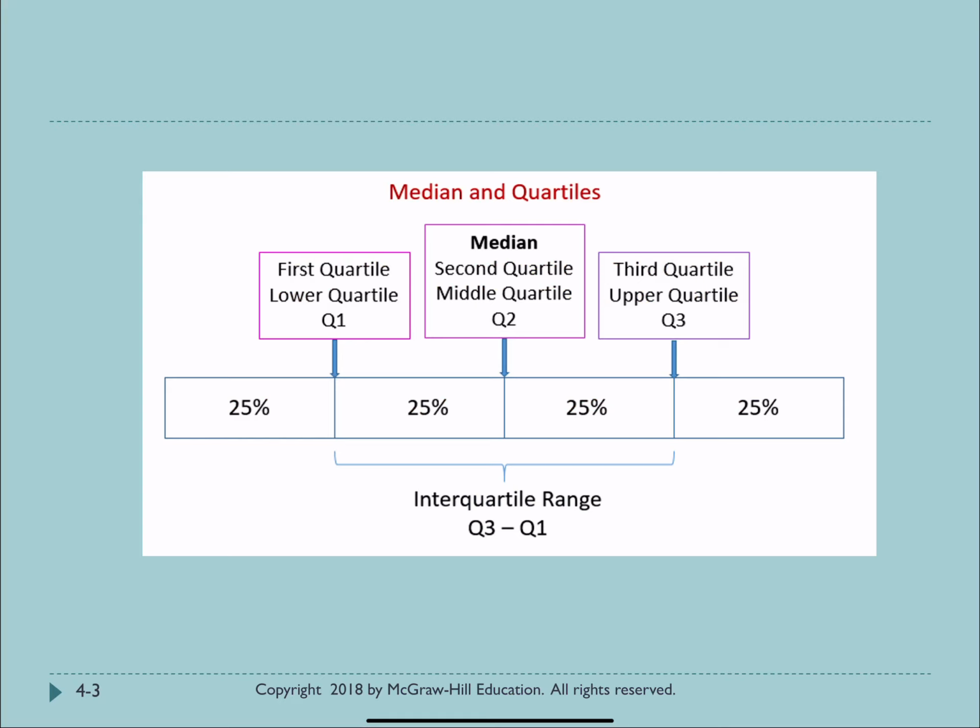Again, the median is the second quartile, or sometimes we call it the middle quartile. Over here we have the first or lower quartile, and on this end, the third or upper quartile. The difference between quartiles number 1 and number 3 we call the interquartile range. So that's just some terminology. That interquartile range is going to cover 50% of the data.